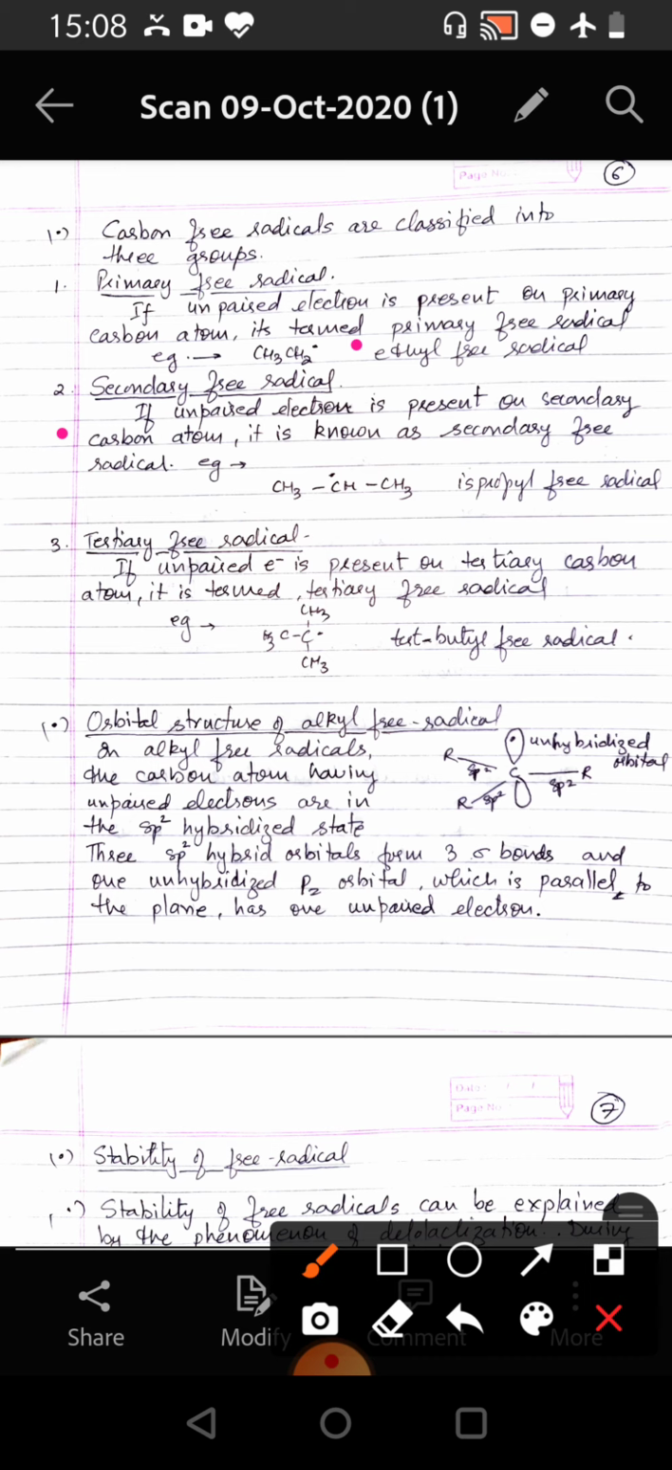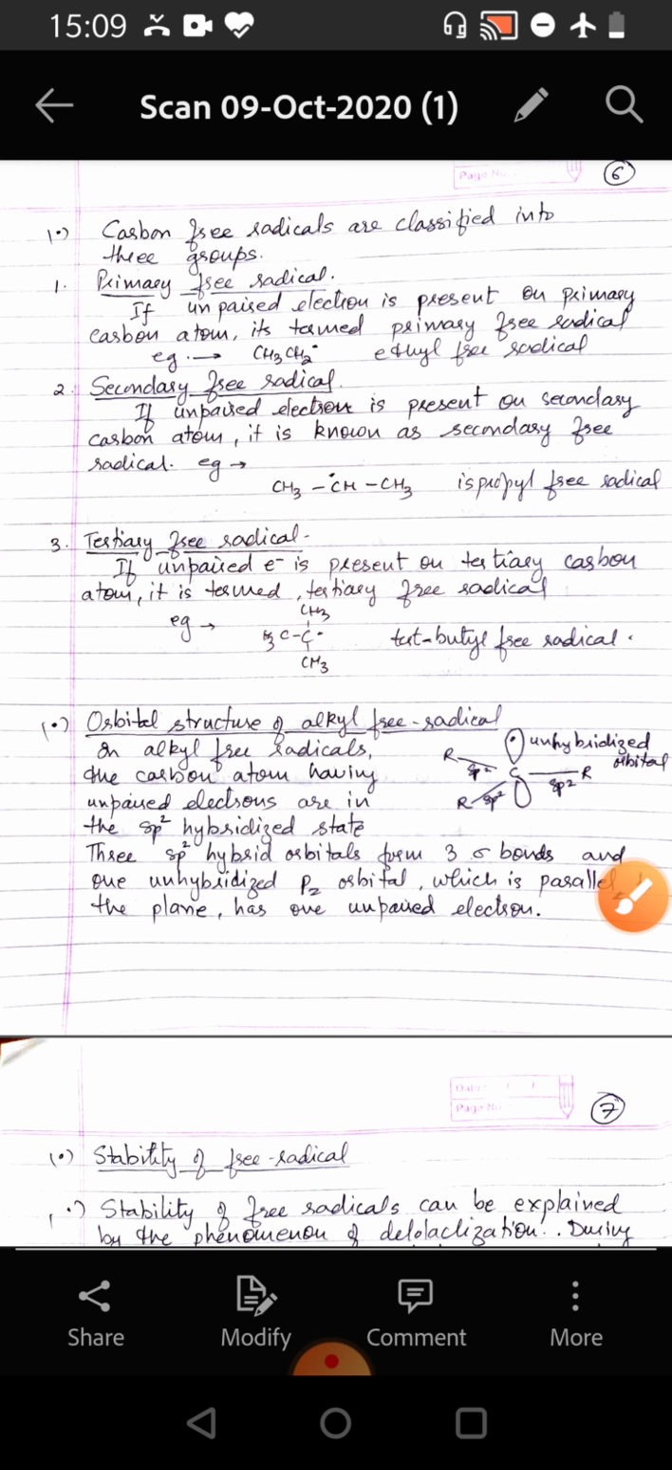Secondary free radical. If unpaired electron is present on secondary carbon atom, it is known as secondary free radical. For example, isopropyl free radical. Tertiary free radical. If unpaired electron is present on tertiary carbon atom, it is termed as tertiary free radical. For example, tert-butyl free radical.